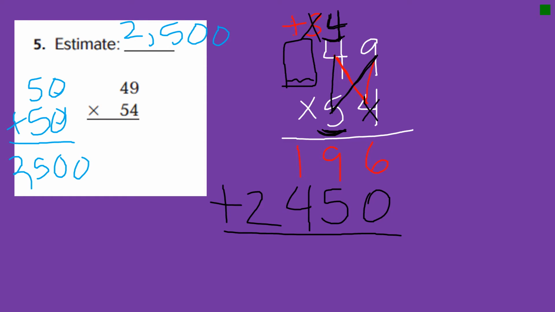And let's see, 6 plus 0 is 6. 5 plus 9 is 14, right? Because 9 plus 1 is 10 with 4 left over. Okay, then 4, 5, 6, 2. 2,646 using the place value method or the algorithm or whatever.